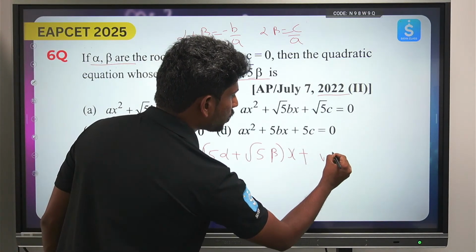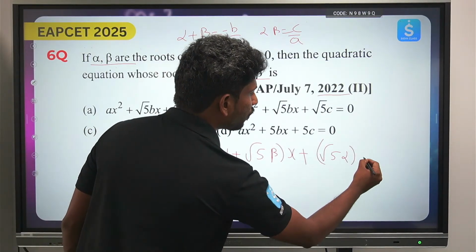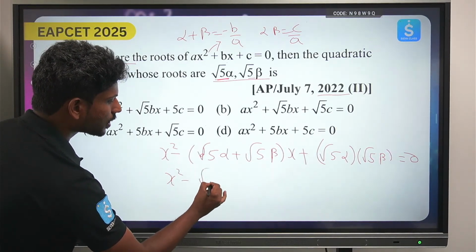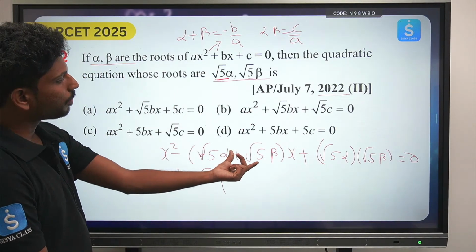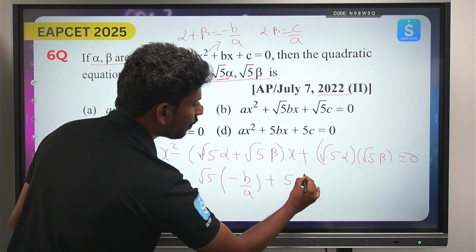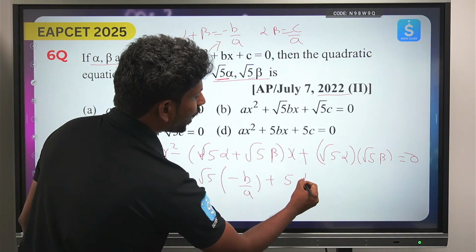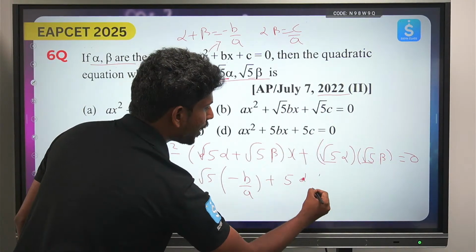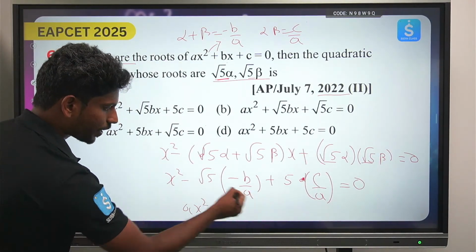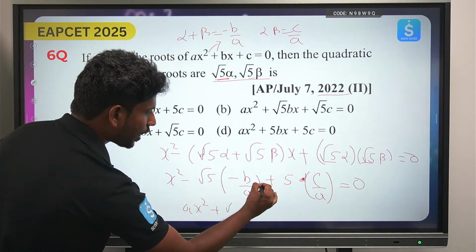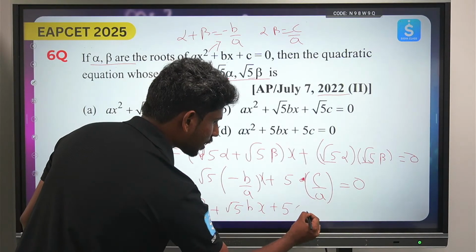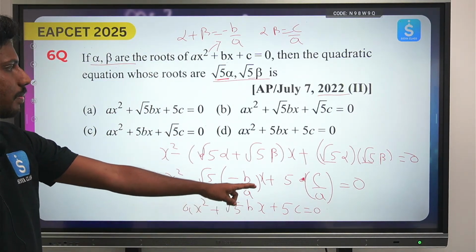Then we have the product of roots, that will be root 5 alpha into root 5 beta. I hope this is clear, which is equal to 0. So from here we have x square minus root 5. What is alpha plus beta? If I take root 5 common, that will be alpha plus beta. Alpha plus beta is nothing but minus b by a, and root 5 into root 5 is 5 alpha beta. Root 5 into root 5 is 5. Alpha beta is nothing but c by a. So from here I get, if I take everything common, ax square plus root 5 bx plus 5c is equal to 0.